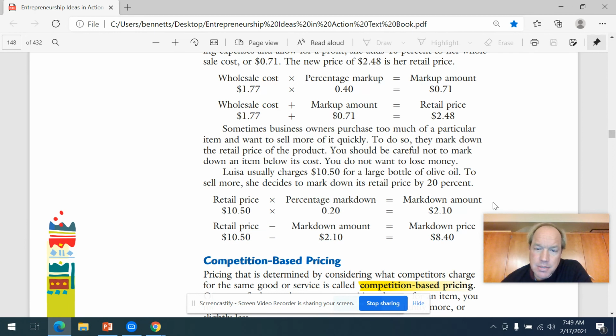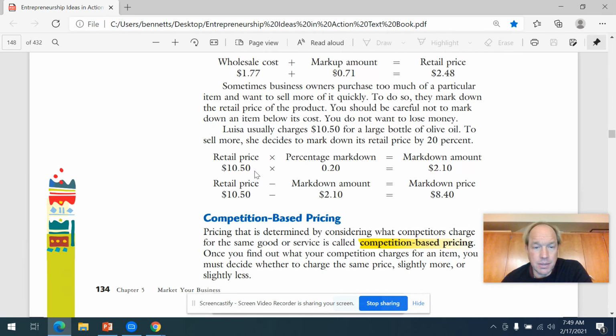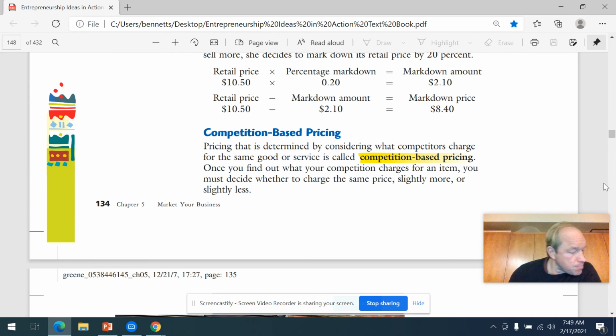Louisa usually charges $10.50 for a large bottle of olive oil. To sell more, she decides to mark down its retail price by 20%. So retail price is $10.50 times the percentage markdown of 20%, or 0.2, is a markdown of $2.10. You take the retail price, you subtract the markdown, and you get the markdown price.